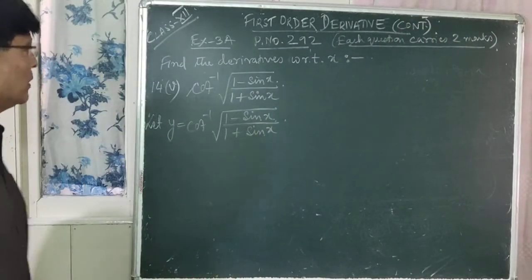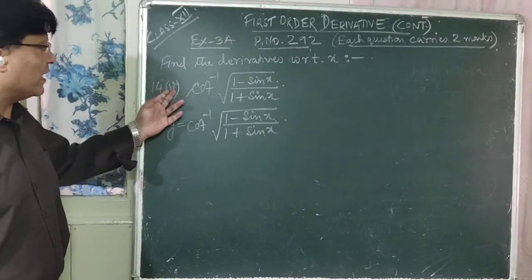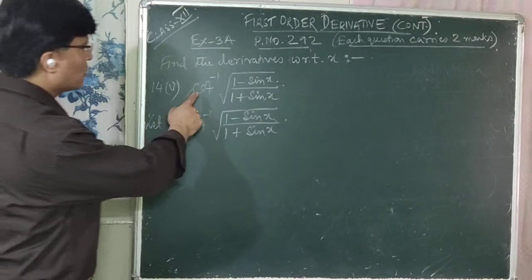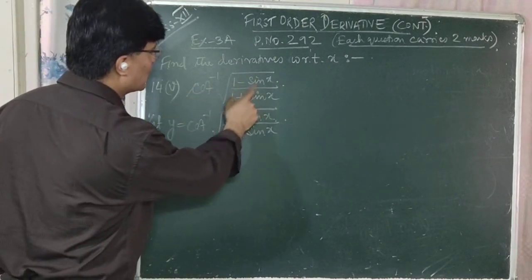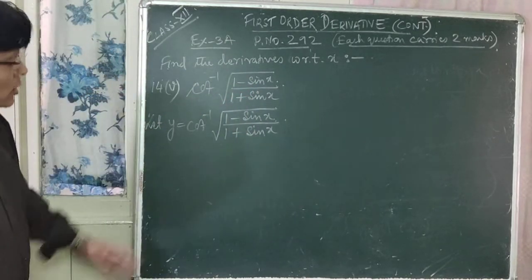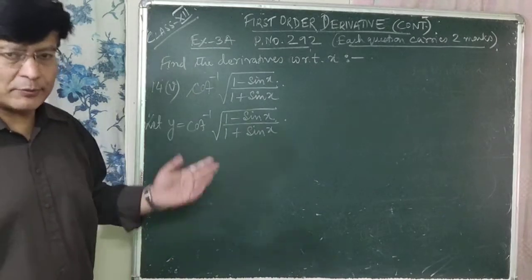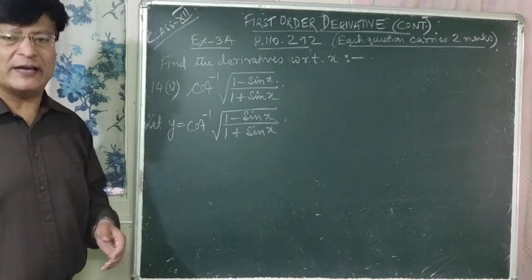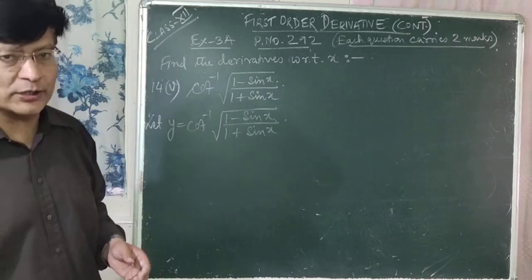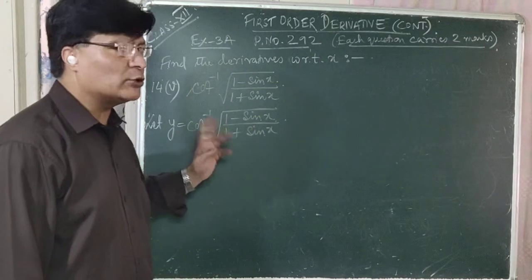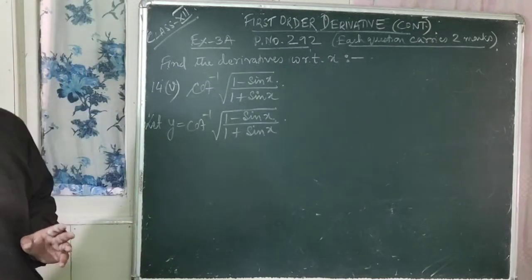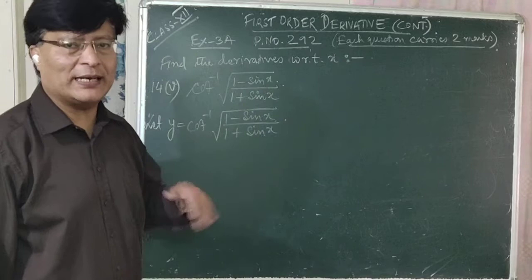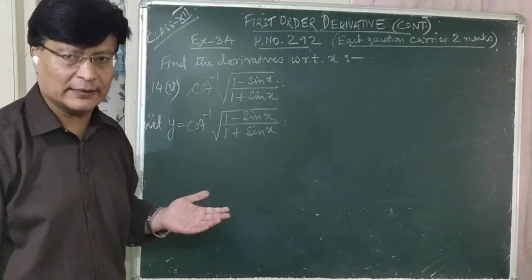So now we'll do the next question, that is 14 number 5. Find the derivative with respect to x of the function cot inverse of the square root of (1 minus sin x) upon (1 plus sin x). So let us assume it as y. So you have to find out dy by dx. So before you differentiate it, let us simplify it with the help of inverse circular functions. So now in this case, you cannot directly differentiate it. It will be difficult for you to directly differentiate it.